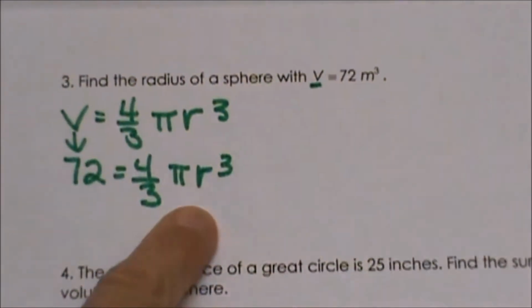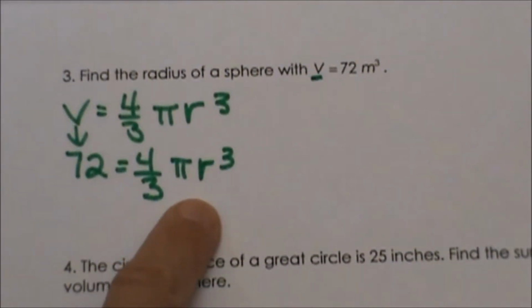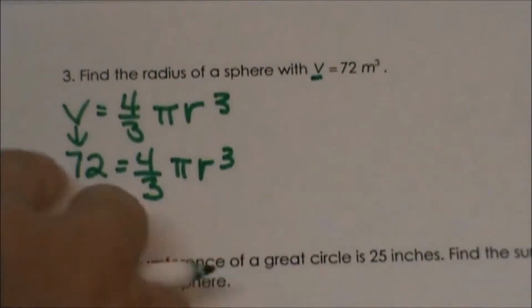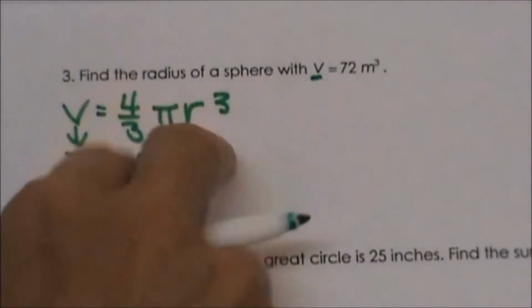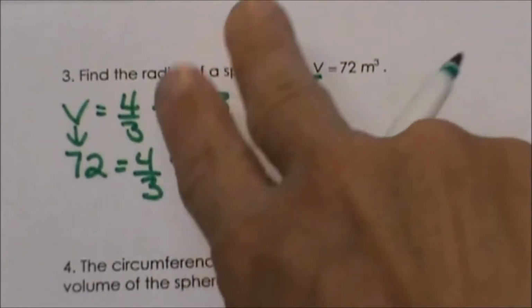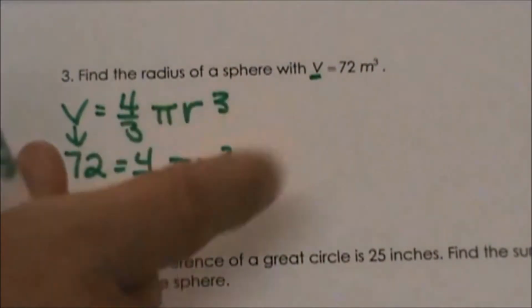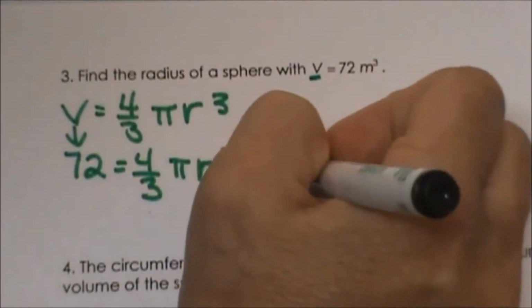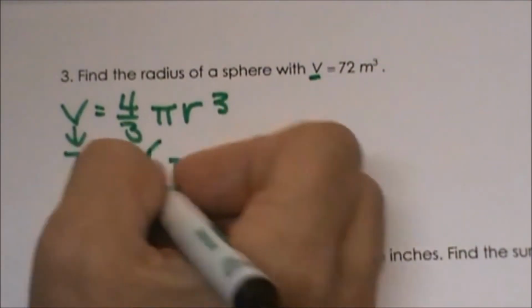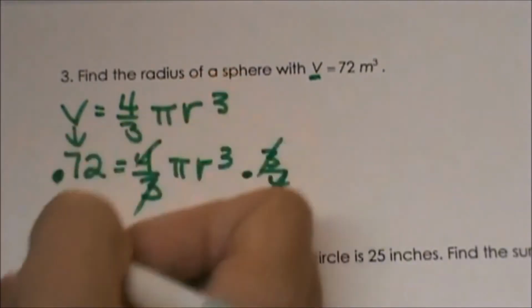Okay. Now the only variable we have in this formula is the radius, but we have to get that by itself. So we're going to have to undo all this stuff. Okay. To undo a fraction, remember what we do? We multiply by its reciprocal. So we're going to flip it upside down and multiply both sides by 3/4. And that cancels out the 4/3.